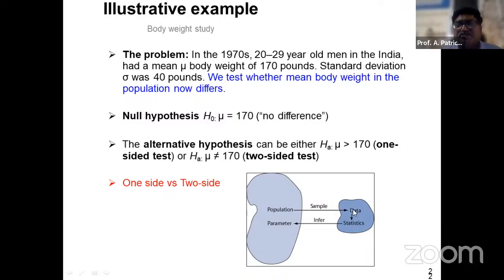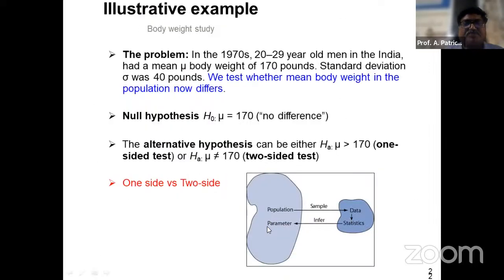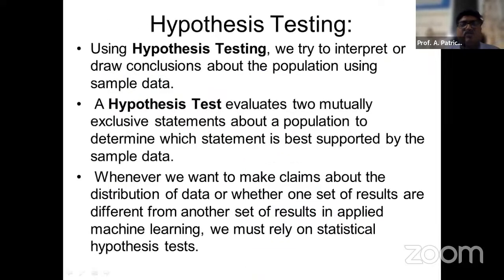So from a population, I take a small sample. I use statistical tests on this sample, and the conclusions I draw, what holds good for the sample, I say holds good for the entire population. That is what I call generalization. So what is a hypothesis? It is a way of interpreting or drawing conclusions about a population using sample data. There are two mutually exclusive statements about a population.